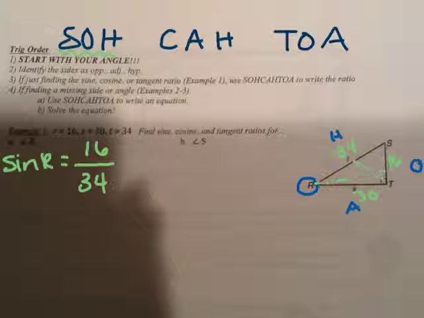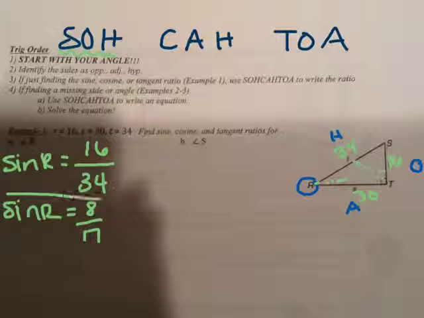Well, you don't want to leave it like that. If you can, simplify that fraction. When you simplify it, you can plug it in your calculator or do it in your head: 16 over 34 is just 8 over 17. 2 can go into both. 16 divided by 2 is 8. 34 divided by 2 is 17. Again, we're just going to take a look at angle R. Angle S is the same steps.